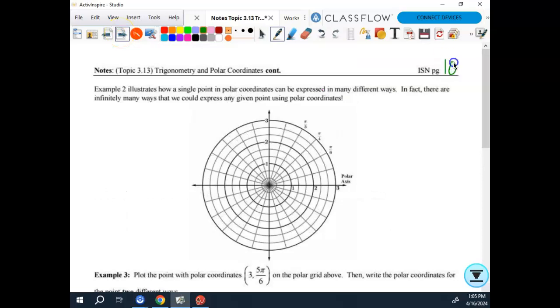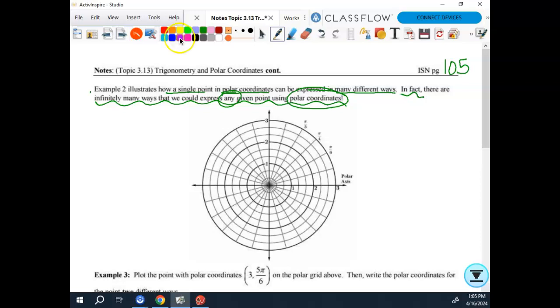Okay. Grab your other sheet of paper. So going on page 105 when we're done. And then this says, example 2 that we just did illustrates how a single point in polar coordinates can be expressed in many different ways. In fact, there are infinitely many ways that we could express any given point using polar coordinates. Okay? There's an infinite amount of them.